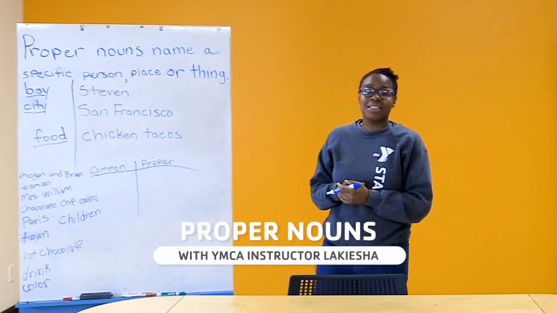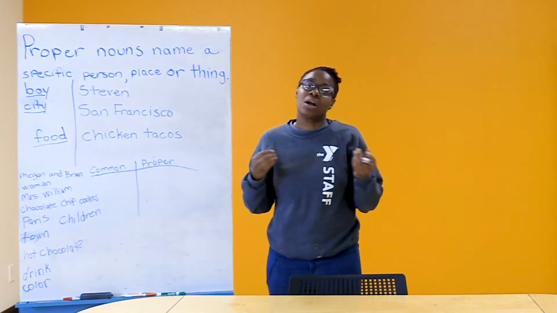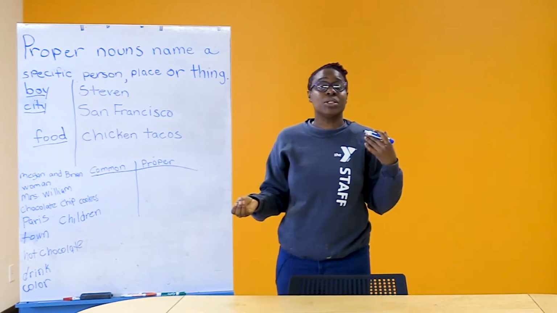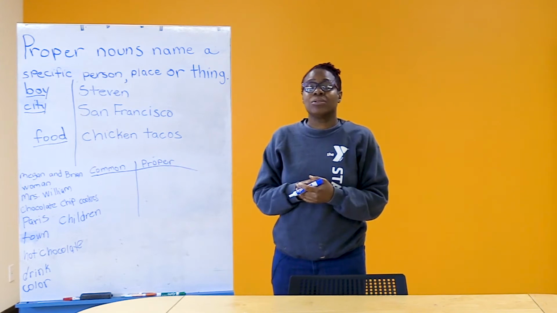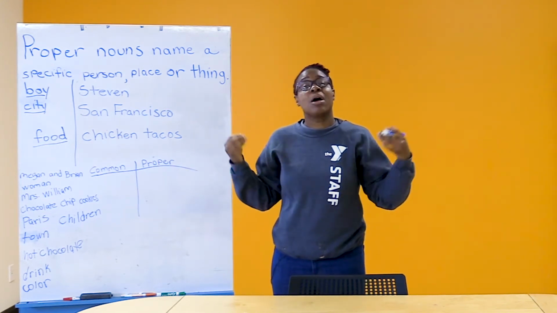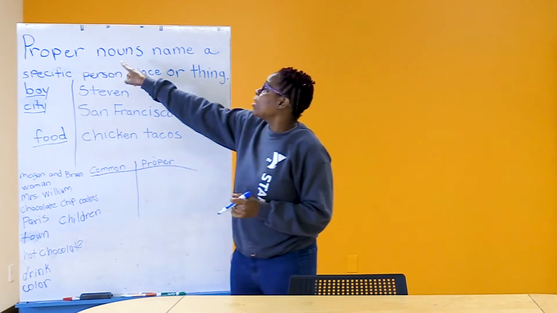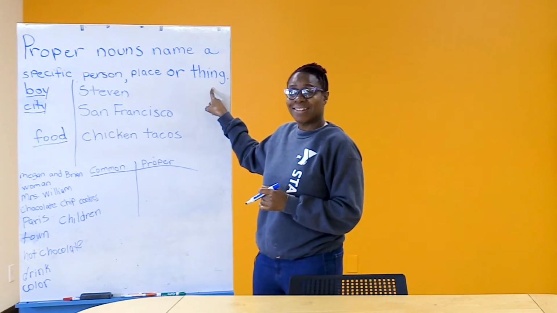Now, in our last lesson, we talked about nouns, or they could be called common nouns. Nouns or common nouns are persons, places, or things. Our proper nouns name a specific person, place, or thing. So proper nouns name a specific person, place, or thing.